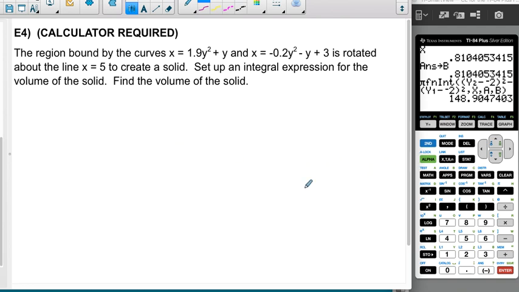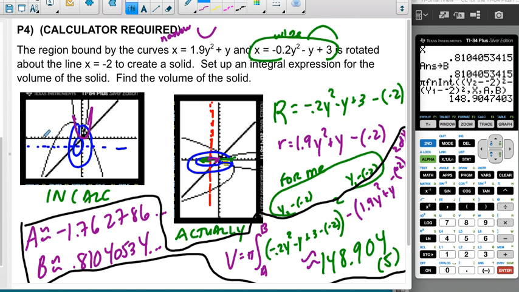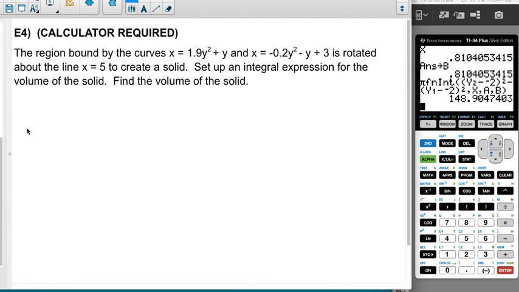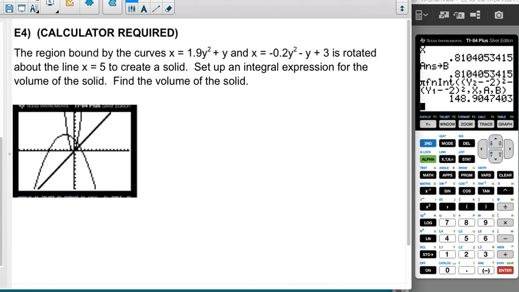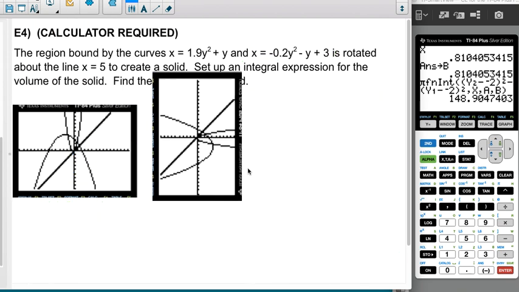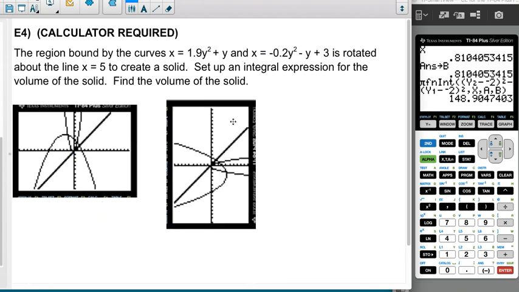Okay, so let's go back and do E4. So we've already set up this graph, right? We already know that this is what we're seeing in the calculator, but this is what's actually happening, right? This time, though, we're revolving around the line x equals 5. Well, x equals 5 is going to be here. It's going to be on the other side of this thing, right? Or if you think about it this way, on this graph, it would be y equals 5, right?